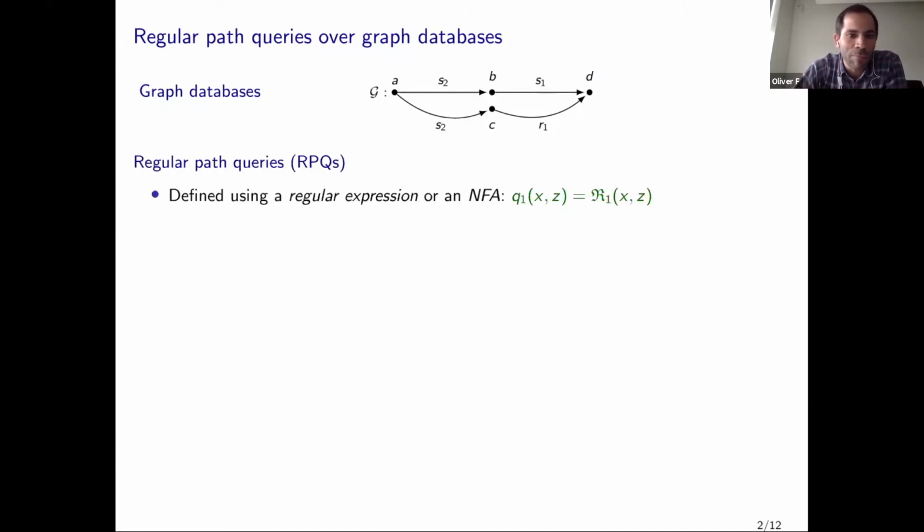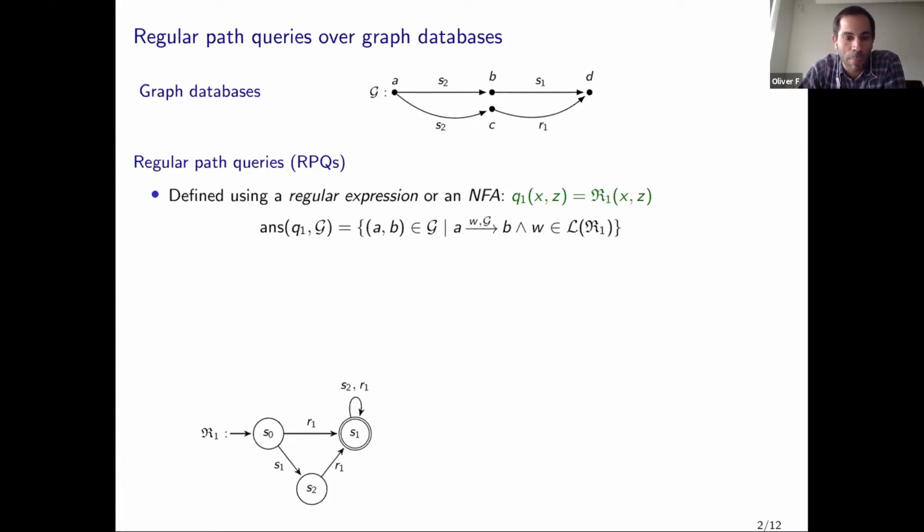Now, regular path queries are defined using regular expressions or non-deterministic finite automata and are of this form. We have two variables and the atom, which is represented by the non-deterministic finite automaton or a regular expression, and which is depicted here. In this talk, I will only use non-deterministic finite automata because I will only talk about upper bounds. So every upper bound for the automata representation holds for a regular expression representation.